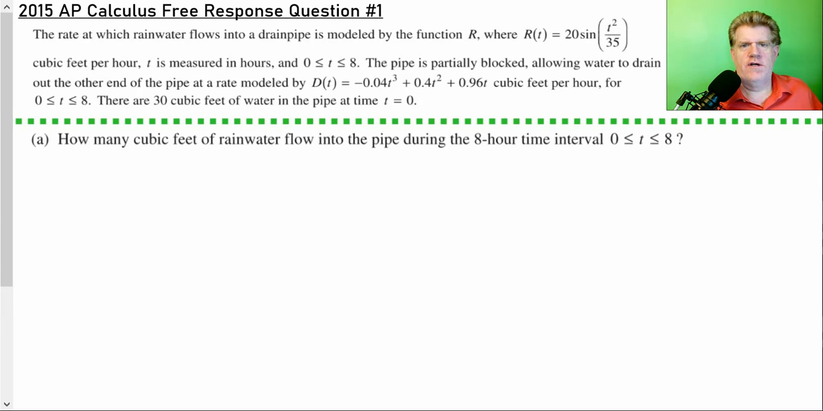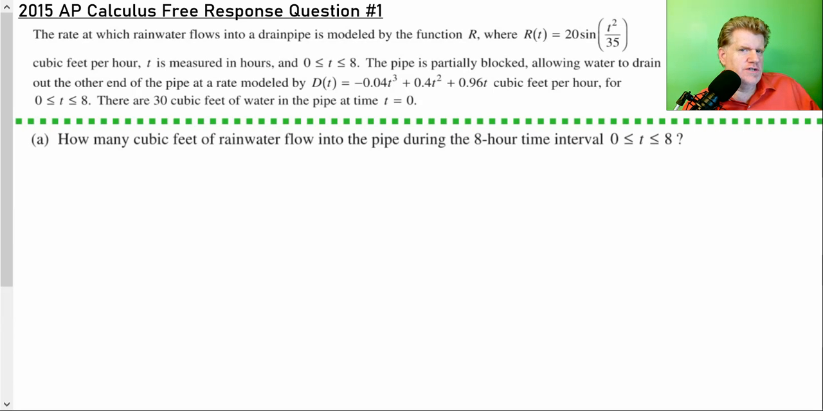All right, well, here we go again. We are now looking at the 2015 free response question number 1 on the BC test. It is in a topic that I like to call interpreting rates of change.